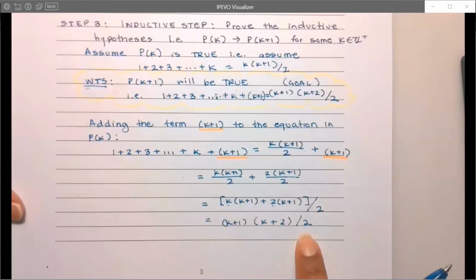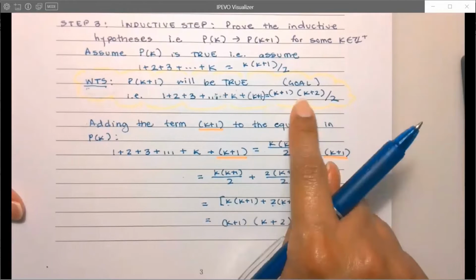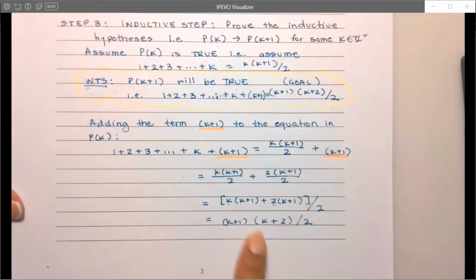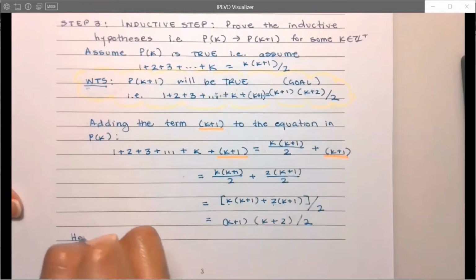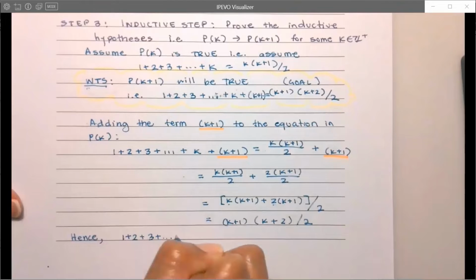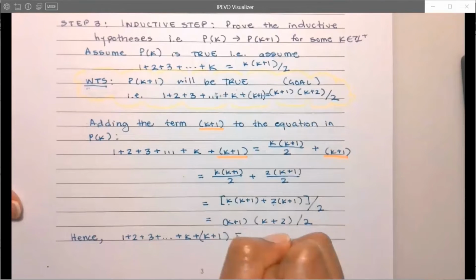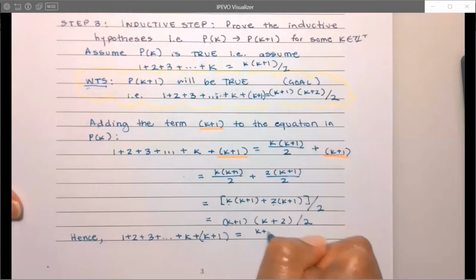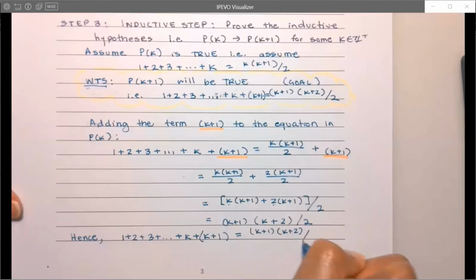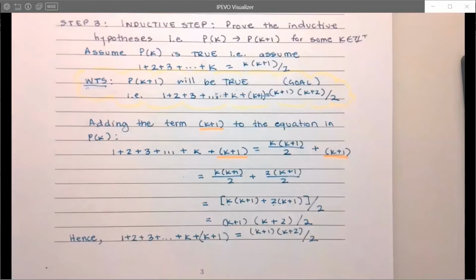And then notice what the goal was for the right-hand side. It was precisely that, to get k plus 1 times k plus 2 over 2. So we've shown that p of k plus 1 is also true. So hence, 1 plus 2 plus 3, all the way down to k and k plus 1, is equal to k plus 1 times k plus 2 over 2, which means that p of k plus 1 is true.